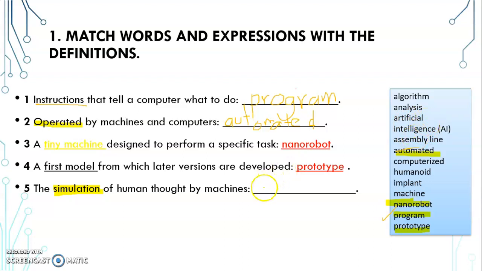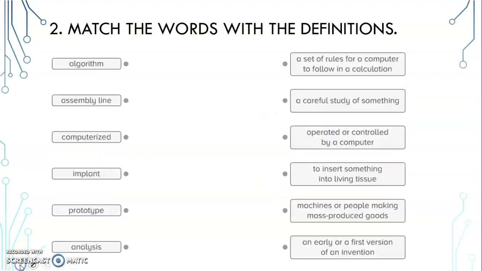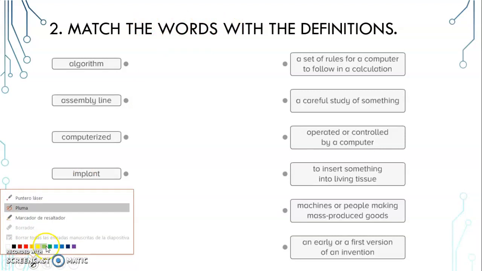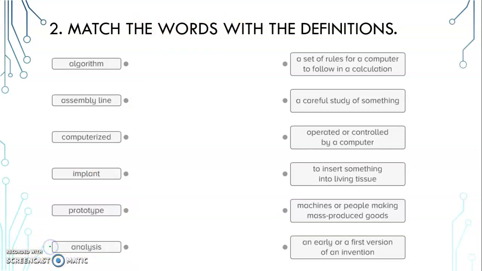Artificial intelligence. Okay, to remember that you can write AI, but you can write the whole word if you prefer. Now for the next activity, you're going to match the words with the definitions. Here I'm going to use another color. I want the color green, as my shoes. Match the words with the definitions.